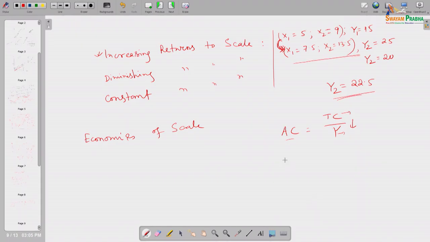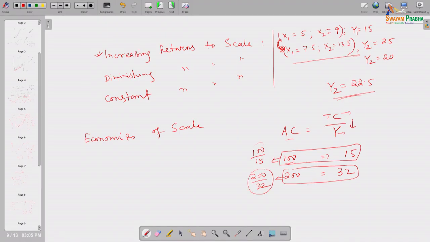So, say earlier your total cost was 100 rupees and your output was say 15 units. Now, your total cost becomes double, say 200 rupees, and your output becomes more than double, say suppose 32. So, in this case, your average cost was 100 by 15, but now your average cost becomes 200 by 32. So, definitely this is lower than this, right, since 100 by 15 is exactly equal to 200 by 30. Since the denominator is more, it will be falling.